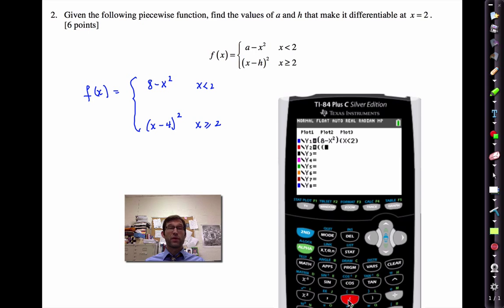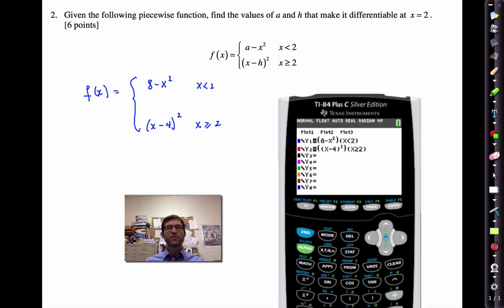So in y2, what I'm going to do is put in a parentheses, all right? Then I'm going to put in another parentheses. I know, it seems a little weird, but I'm going to put in x minus 4 parentheses squared parentheses. You really don't need that extra set, but I'm kind of emphasizing that you put the full function inside of a set of parentheses. Then another parentheses. Now I'm going to put in that x greater than or equal to 2. So x, go back into that test menu. There's my greater than or equal to. Let me grab that. All right, put in 2 and parentheses.